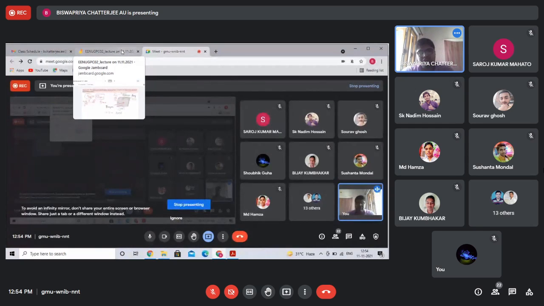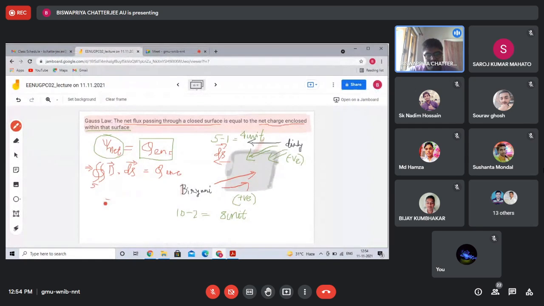Nobody? So let us say we define another term, that is rho v. It is also a type of density. It is called volume charge density. Rho v is called volume charge density. If you multiply this volume charge density with dV, it is a triple integration, a volume integration. It is rho v into dV.